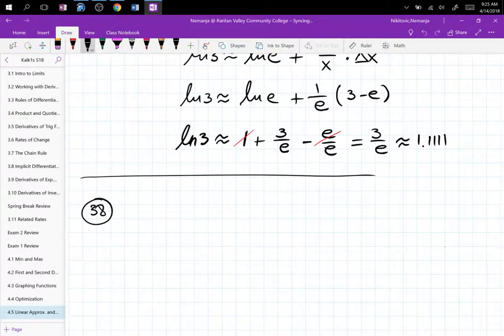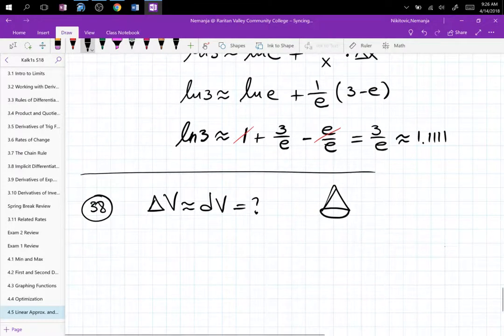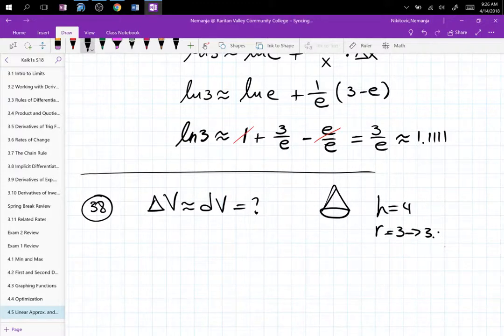Approximate the change of volume. So delta V is approximated by dV, and that's what they're after. Of the right circular cone, I'll draw a little cone right there. The fixed height of 4, so h is equal to 4 forever, where the radius goes from 3 meters to 3.05 meters, and that's that.